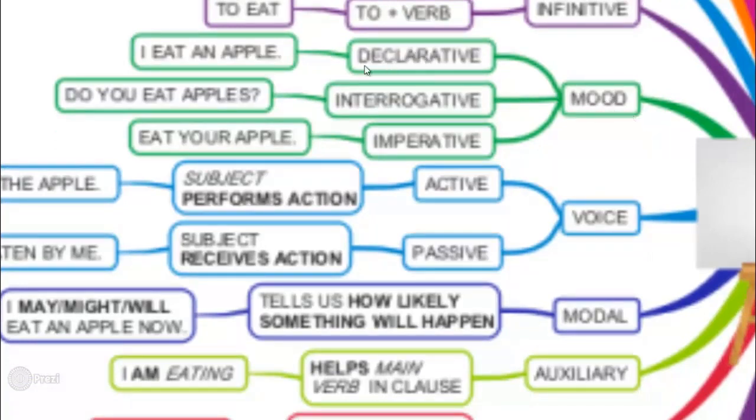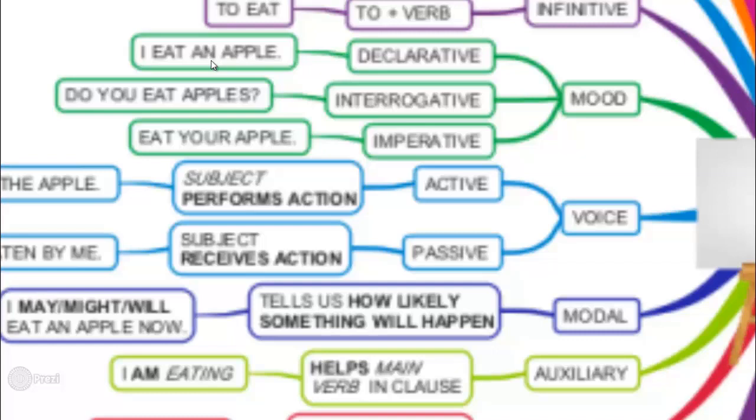We can talk about declarative, interrogative, or imperative. The declarative is just like a definition or a description of an action. It's just like I eat an apple. I mean, I am not actually saying something out of the context or the ordinary. We just say, I eat an apple. But then if I say, do you eat apples? I want to know an answer. So I don't know the answer. The answer could be yes. The answer could be no. So that's why it's interrogative mood.